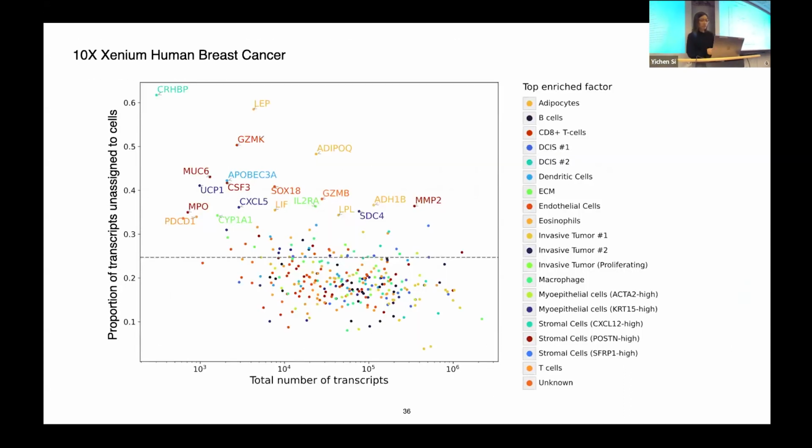Yeah, a similar thing can be said for imaging-based technology. Here in a breast cancer example, again, we plot each gene by its number of transcripts against the proportion unassigned to cells. This is the marker gene for adipose tissue, as we saw before.